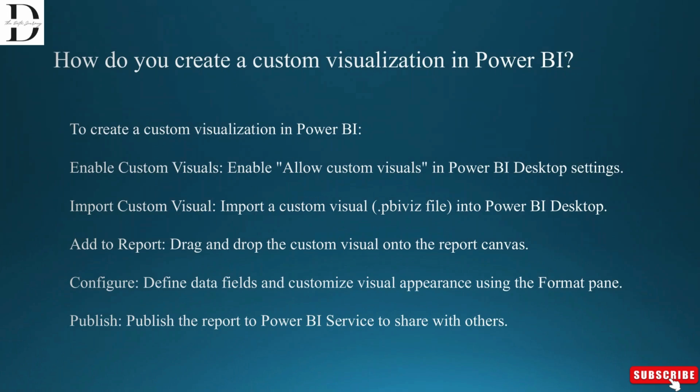How do you create a custom visualization in Power BI? To create a custom visualization in Power BI, enable custom visuals. Allow custom visuals in Power BI Desktop settings. Import custom visual. Import a custom visual, PBIVIZ file, into Power BI Desktop. Add to report. Drag and drop the custom visual onto the report canvas. Configure. Define data fields and customize visual appearance using the Format pane. Publish. Publish the report to Power BI service to share with others.